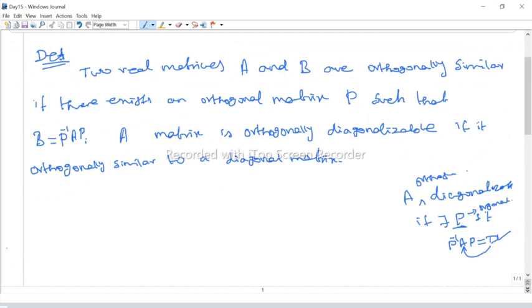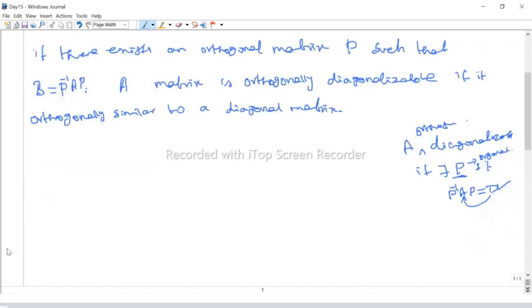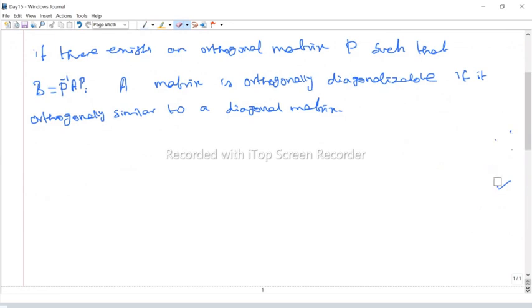This is for the real case, where the entries of the matrix are real, and we use the term orthogonal. Suppose the entries of the matrix are complex numbers, then we use unitary matrix. So that is the next definition. Two matrices are unitarily similar if there is a unitary matrix P such that P inverse A P equals B.